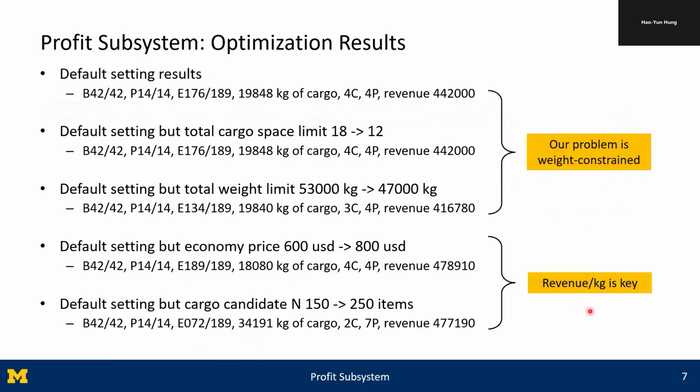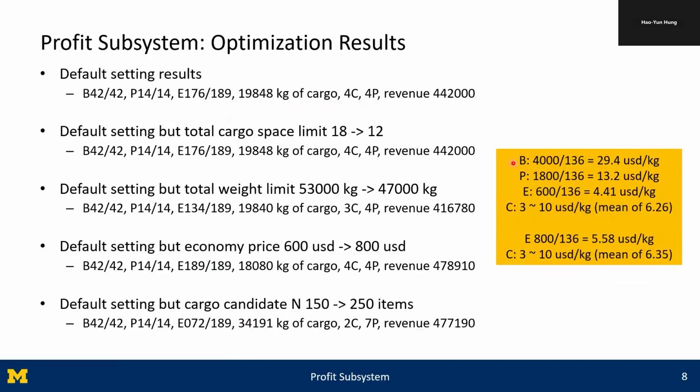So revenue per kilogram is actually key. If we do a quick calculation, we'll see that business and premium beat economy and cargo by a lot in terms of US dollars per kilogram. That's why they always get filled up in all cases. For the subsequent cases, it's basically a battle between economy and cargo.